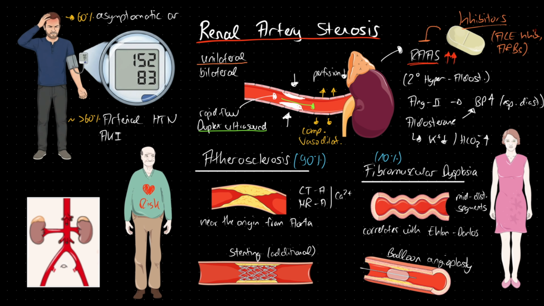And lastly, balloon angioplasty is particularly effective for fibromuscular dysplasia and might cure hypertension in many patients, whereas atherosclerotic stenosis often requires stent placement in addition to angioplasty due to elastic recoil of calcified plaques.